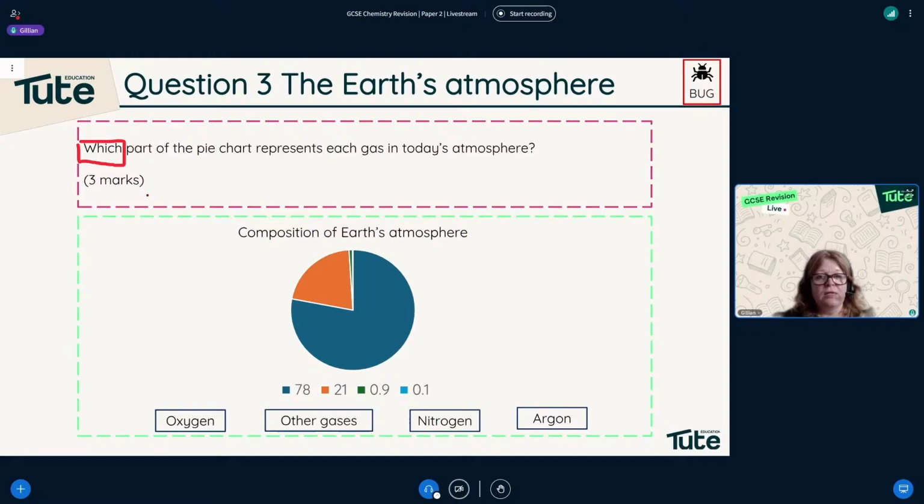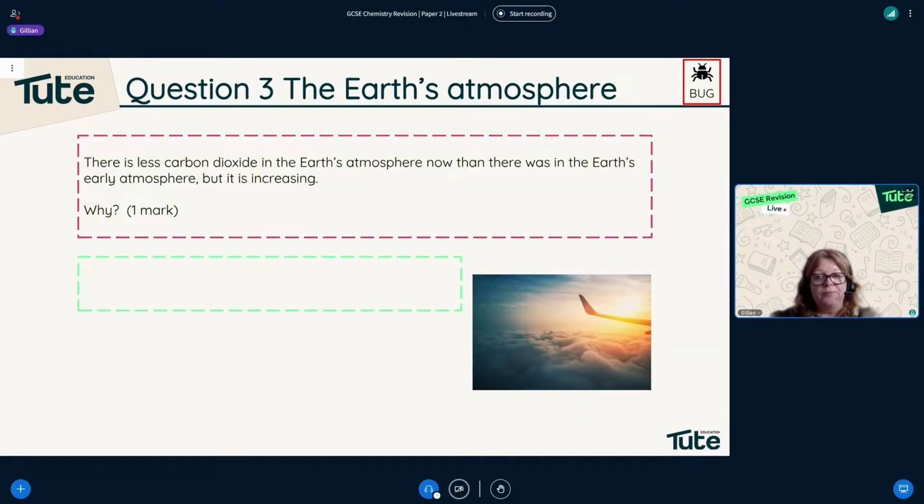And this is a 3-mark question. So, based on our knowledge of the composition of our atmosphere today, remember oxygen is about 1/5, so 21%. Other gases, like carbon dioxide and water vapor, 0.1%. Nitrogen is about 4/5 of our atmosphere, so 78%. And then last but not least, argon, which is a noble gas, is 0.9% of our atmosphere. So make sure you understand the composition of our atmosphere today.